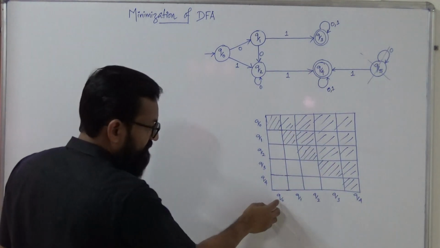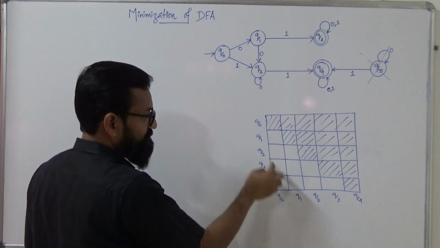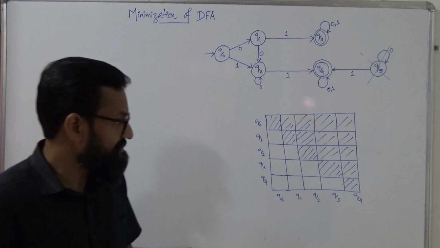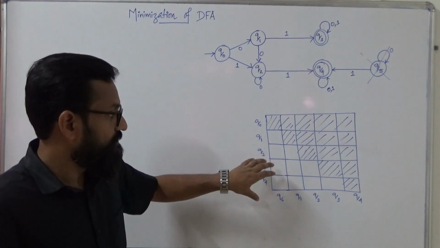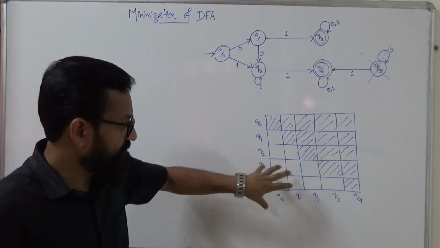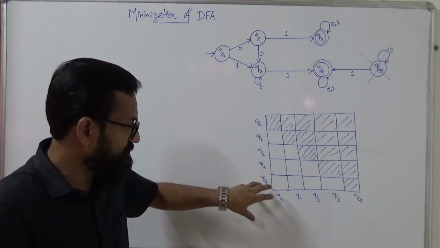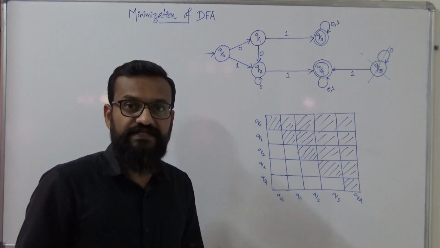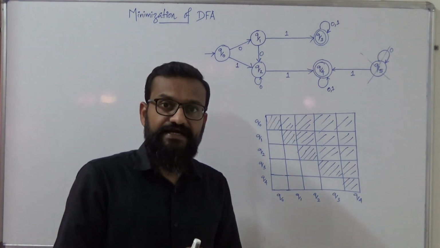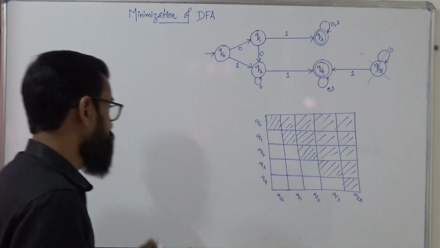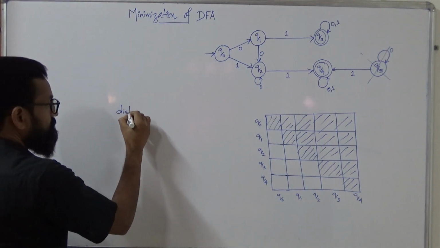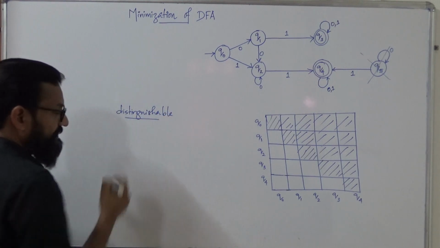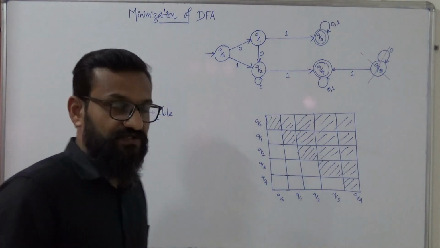Now, we have the pairs Q0, Q4; Q0, Q3; Q0, Q2; Q0, Q1. You have all possible pairs of states, and for each possible pair there exists a unique cell. So you need to identify whether each pair is distinguishable or not.